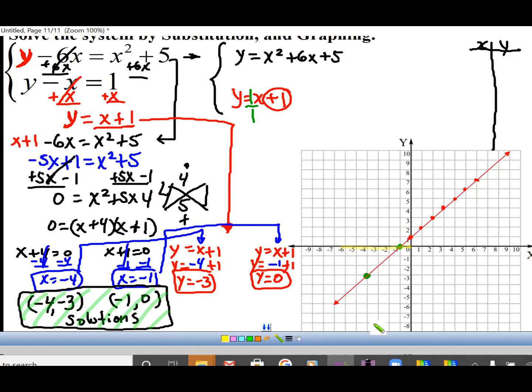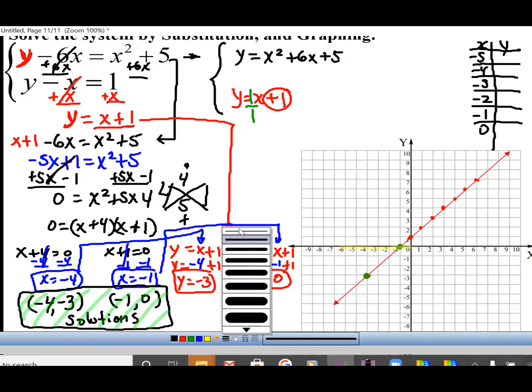Okay, all right, let's do -5. So fill in your table: -5, -4, -3, -2, -1, and 0. All right, so let's do the computation.